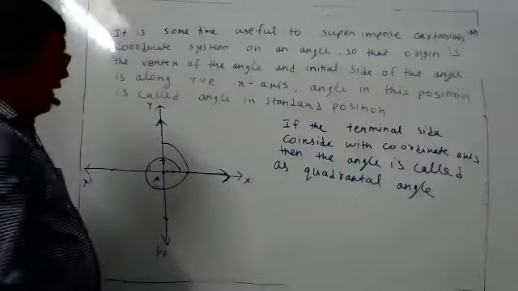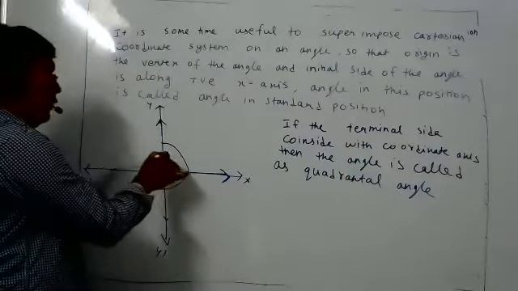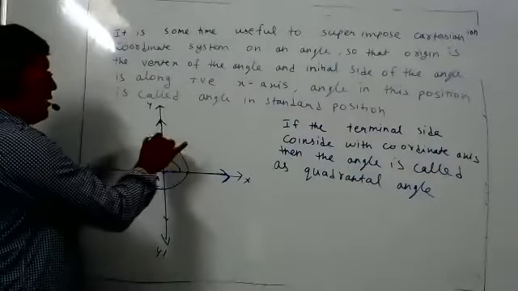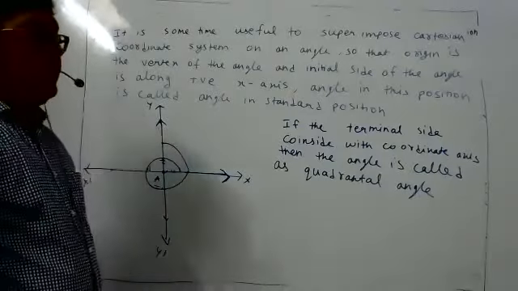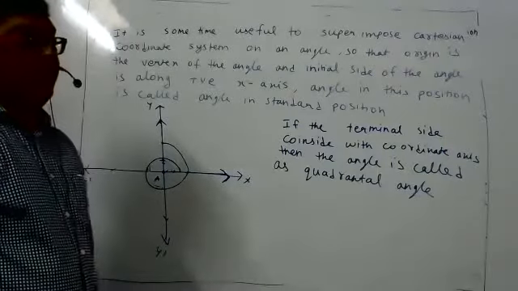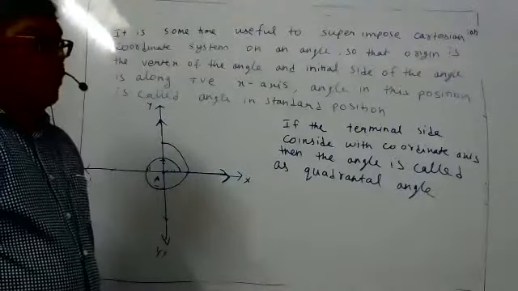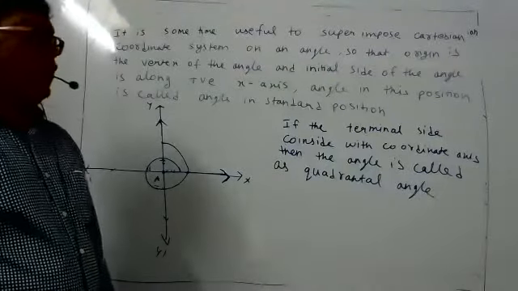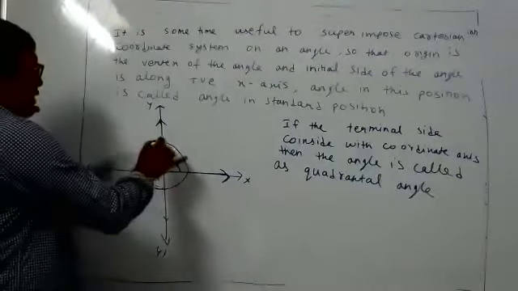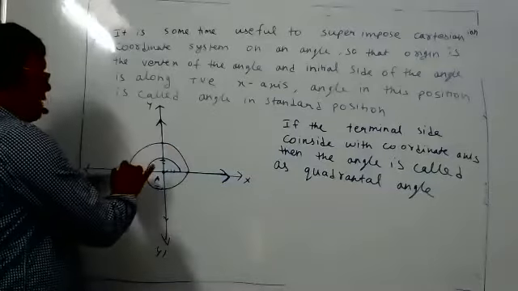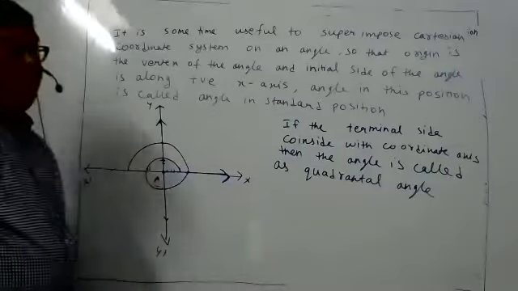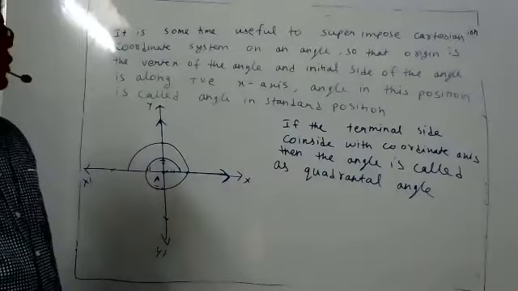450. Correct. Now the terminal side has completed one revolution and again reached the positive y-axis. So what angle do we count? 450. So 450 is also a quadrantal angle. Again it has come to the negative x-axis. So what is the angle? 540. 540 is also a quadrantal angle.